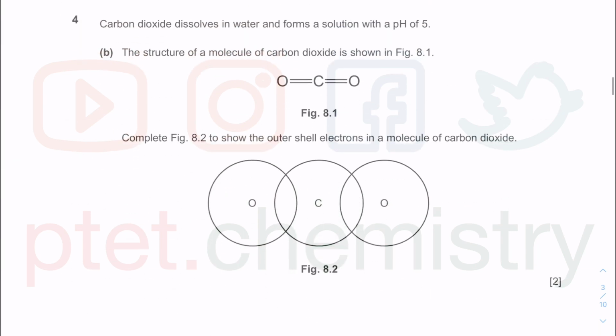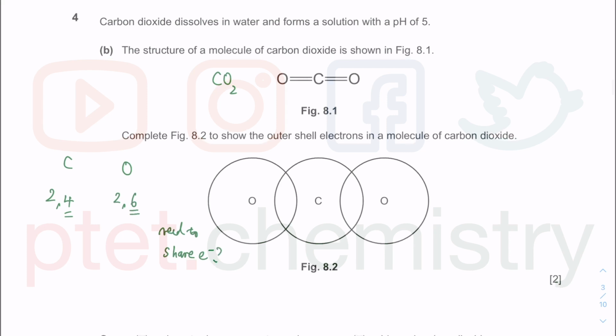Alright, question 4. This is carbon dioxide. So the structure of a molecule of carbon dioxide, CO2. As you know, carbon and oxygen, 2, 4, and 2, 6. You need to share how many? We're talking about sharing electrons because we have non-metal and non-metal, group 4 and group 6. You need 4 electrons, oxygen needs 6, you need 2 more electrons in order to complete the outer or the valence shell. That is the objective when you form a covalent bond.